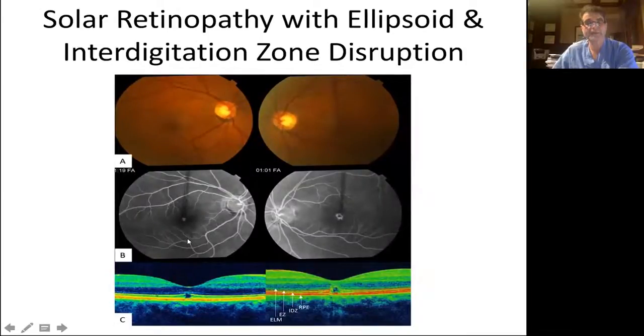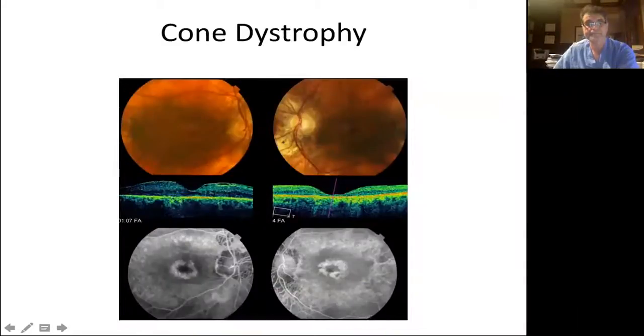This is another patient who had solar retinopathy, staring at the sun, and had both disruption of the ellipsoid zone and deeper interdigitation zone. We can see the symmetric foveal punctate RPE disruption on the color photos. On the angiogram, we see staining, and on the OCT, once again, disruption of the ellipsoid zone and interdigitation zone.